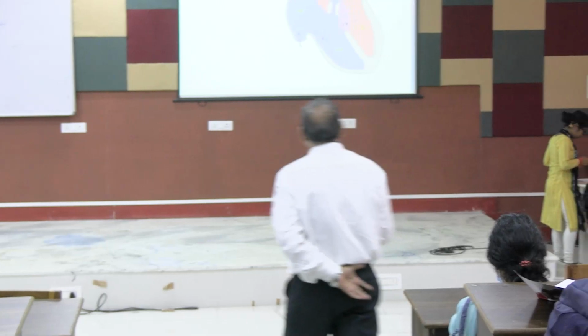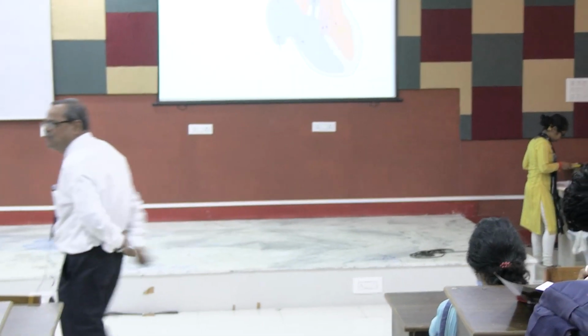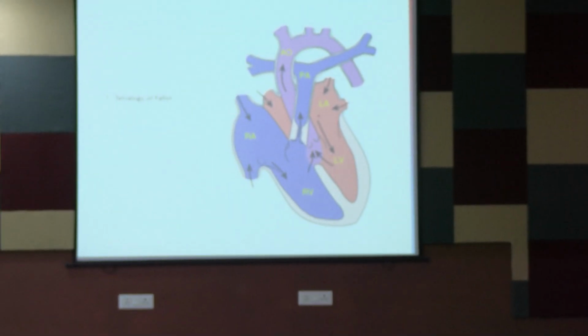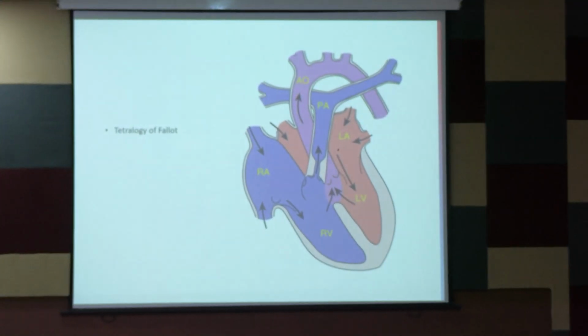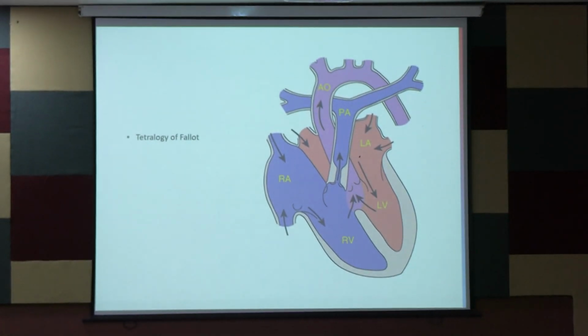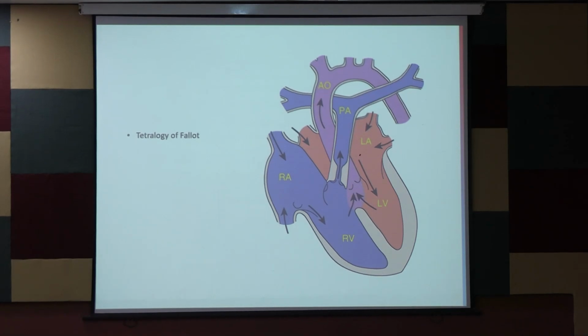Is it clear to you? So one of the complications of Tetralogy of Fallot is metabolic acidosis, because cyanotic blood is going on, and the child is always in a hypoxic state. So what will be the effect of that? There is release of erythropoietin from the kidney. A large amount of RBC will be formed. So there will be polycythemia.